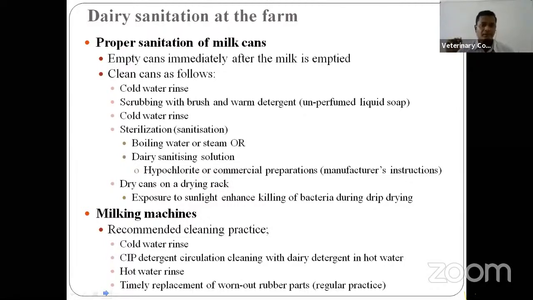Tap or tepid water, what we call it. Whichever it is, depending on the local conditions and temperature, this is what is known as cold water. The initial stage is to remove as much of the remaining milk in the receptacle as possible, which is achievable using this cold water. Then you put the warm detergent. Again, you underline this warm. Why warm? Detergent efficiency is increased by increasing the temperature.